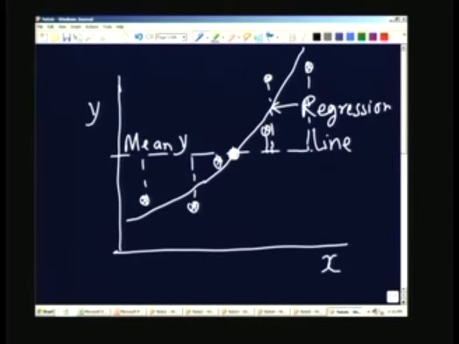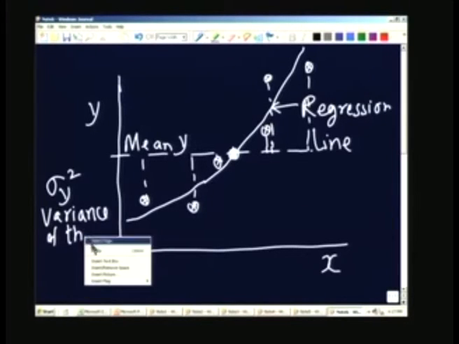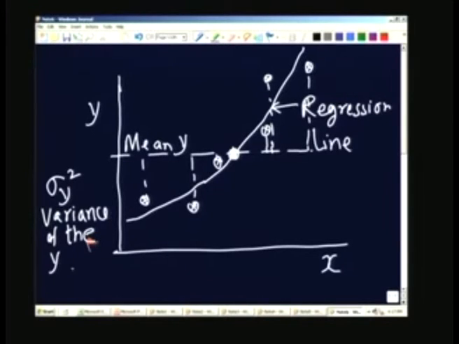So, now I can look at the variation of y with respect to the mean and define sigma y squared as the variance of the y's. This concept is already familiar to us. The variance of the y's, actually, how do we define? This will be given by sigma of y minus y bar whole squared divided by n. This is what it is.